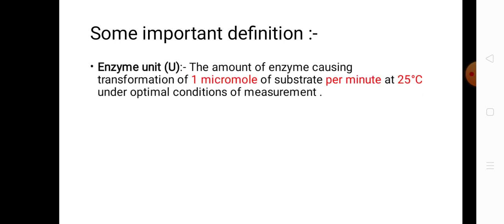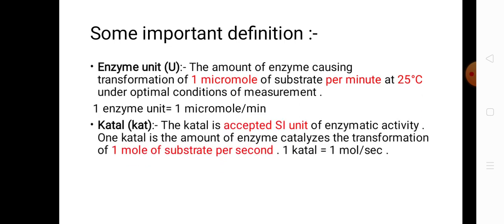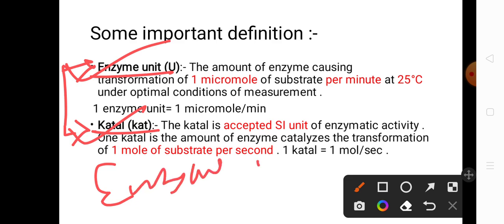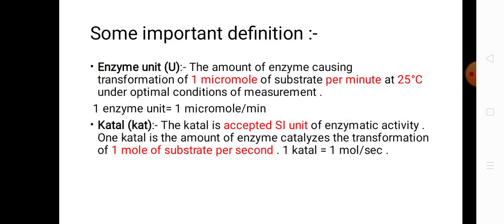Now, two important definitions that are very important from enzymology. The first one is enzyme unit and another one is katal, or what do we mean by katal? Remember, both definitions are for the measurement of enzymes, because enzymes are present in very small amounts. That is why we measure them on the basis of their activity, rather than measuring them only on the basis of gram, milligram, etc.